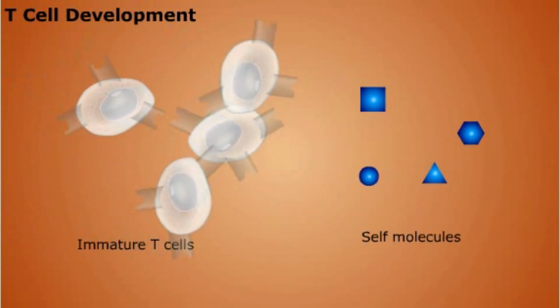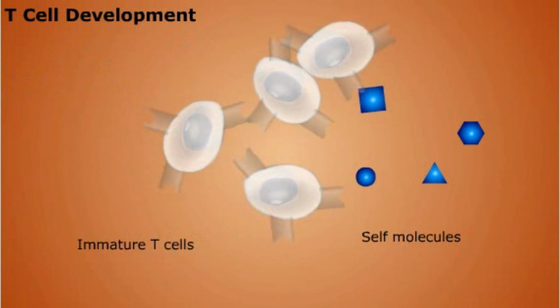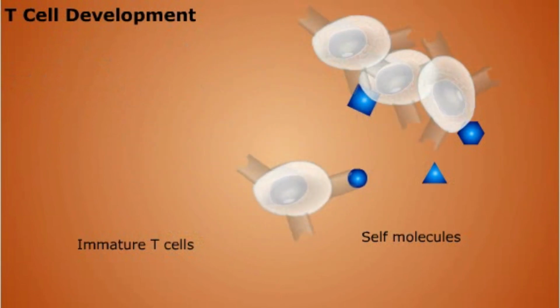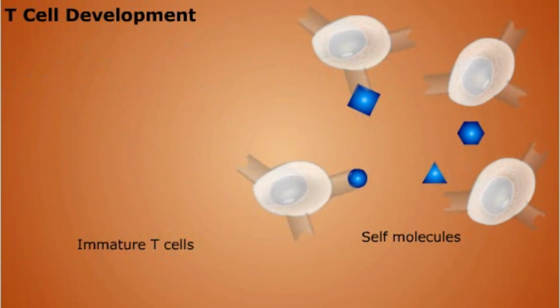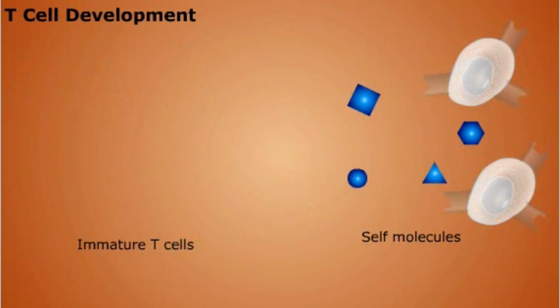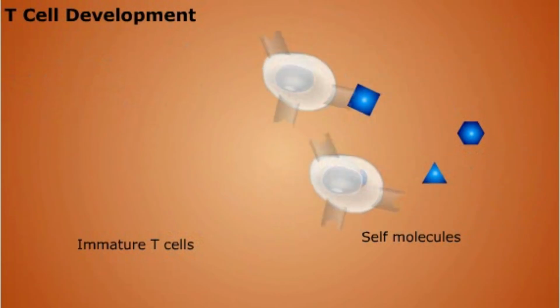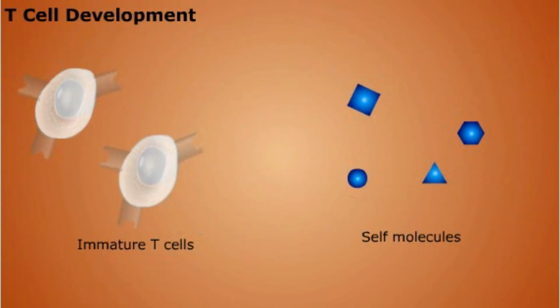During development, T cells in the thymus are tested to see if they react to self molecules or non-self molecules. T cells with antigen receptors for self molecules are destroyed. Only the T cells with antigen receptors for foreign molecules are allowed to develop.